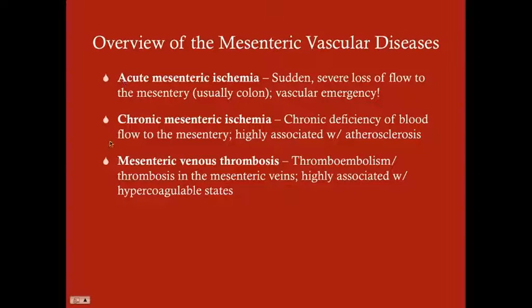So these are the three we're going to talk about. Most important is acute mesenteric ischemia because it's got an 80% mortality rate, so we want to be able to point this out quickly and diagnose this quickly. The quicker we diagnose this, the better chances the patient has of survival.